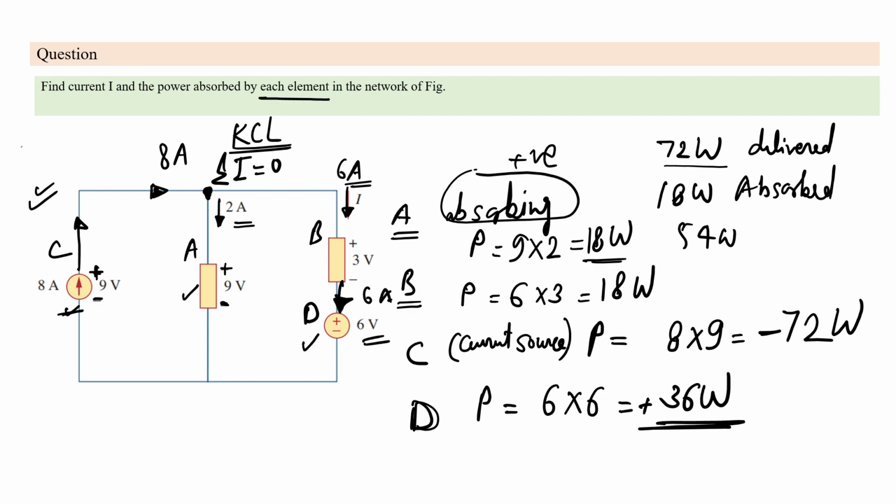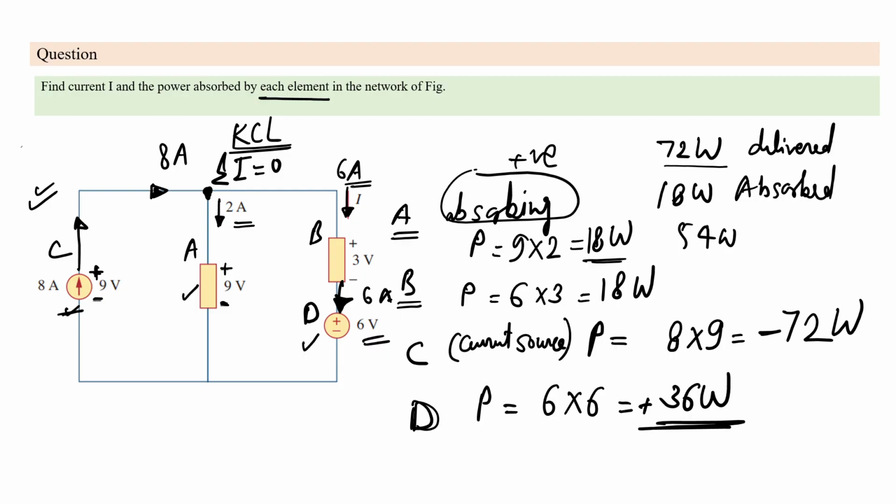If you see element C, here the power is being delivered. Let's consider this as positive or negative. Just write down what the power is: 8 multiplied by 9 comes out to 72 watt. But when you are considering positive as absorbing, the negative will be termed as delivery. So here minus 72 watt comes into the system. For element D, it is 6 multiplied by 6, that is 6 volt across and 6 ampere going into it, so it comes out to be 36 watt.